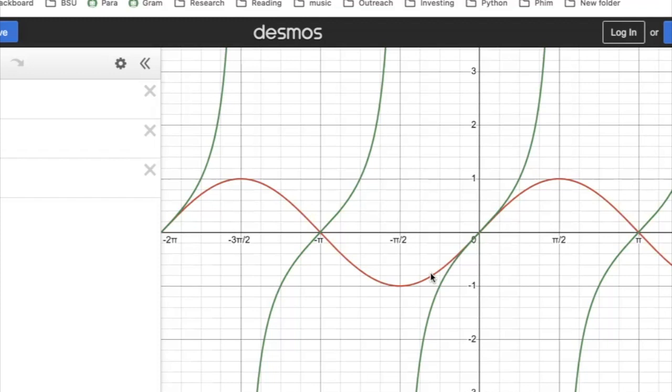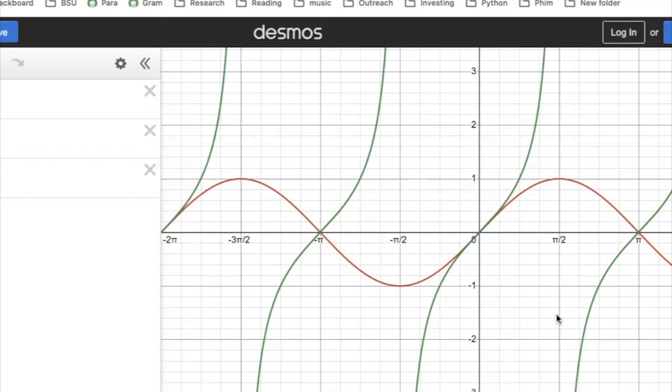But the difference between the two functions is that for the sine function, you include negative pi over 2 and positive pi over 2, so you're including the endpoints. However, for tangent of x, the restriction also avoids the endpoints because of the domain of tangent functions. So you don't want negative pi over 2 in your domain. You don't want pi over 2 in your domain. So that's the difference between sine and tangent functions.